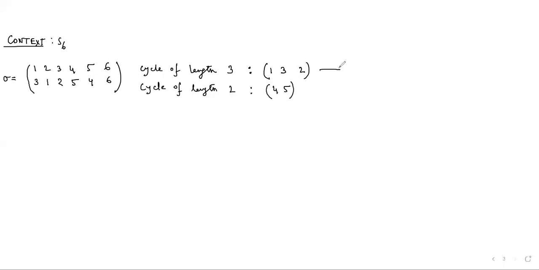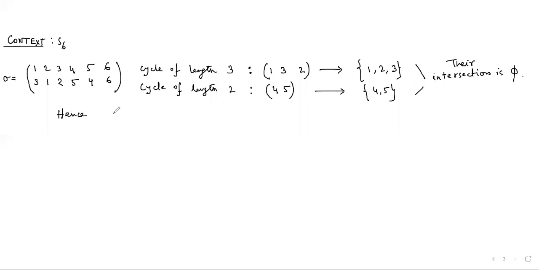Now, corresponding to this cycle, the set is {1, 2, 3}, and corresponding to that cycle, the set is {4, 5}. And you see that the intersection of these two sets gives you phi, because these two sets have no common member between them. Hence, (1 3 2) and (4 5) are disjoint cycles.